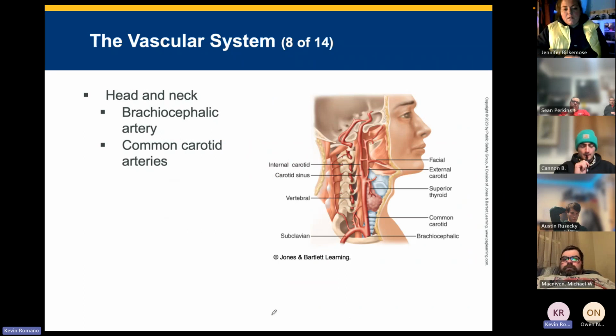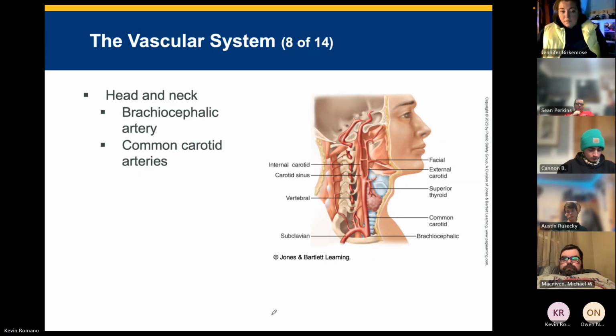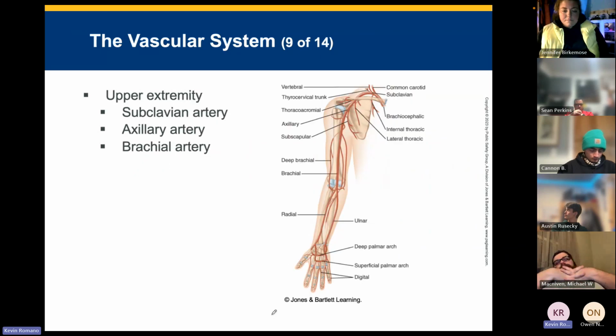All right, so the head and neck: the brachiocephalic artery is the first vessel to branch from the aortic arch. As you can see down below the bottom of the neck, you can see the subclavian artery going as well. Each common carotid artery branches at the angle of the mandible into the internal and external carotid arteries. This point of division is called the carotid bifurcation. All right, it's part of the vascular system.